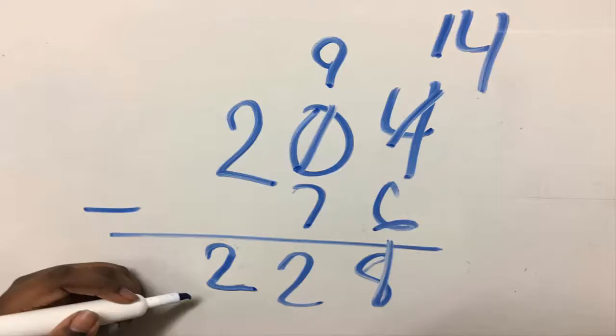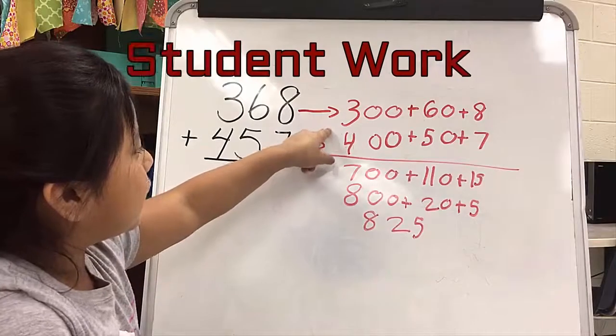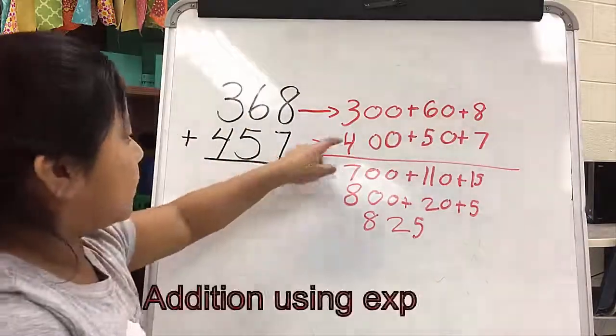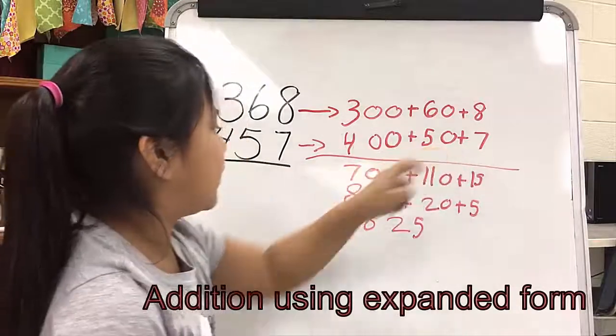They need to see that the 0 means that the 0 tens are present to realize they need to move on to the hundreds column and regrouping 100 as 10 tens. I write 300 plus 60 plus 8 and 400 plus 50 plus 7.